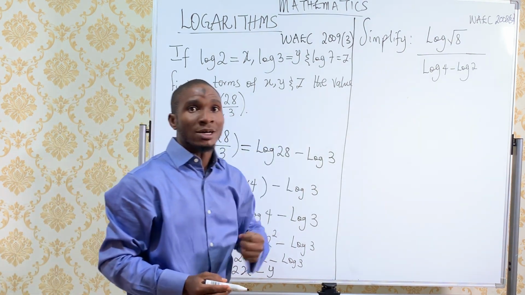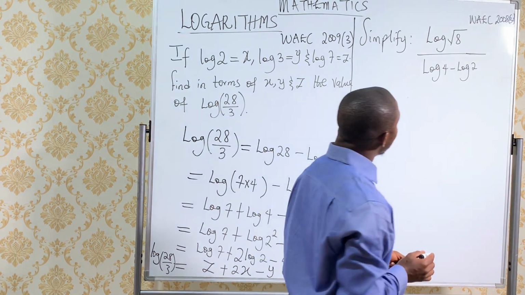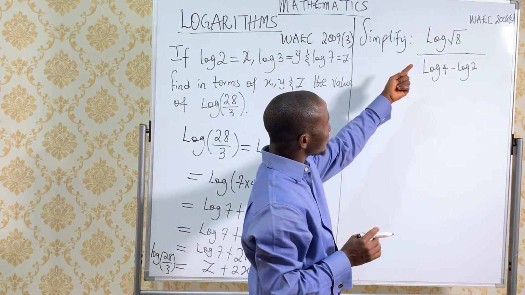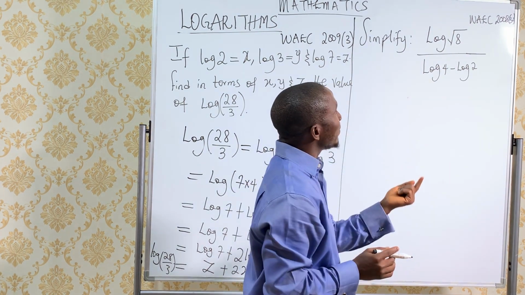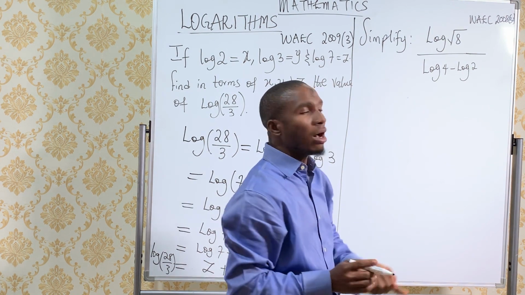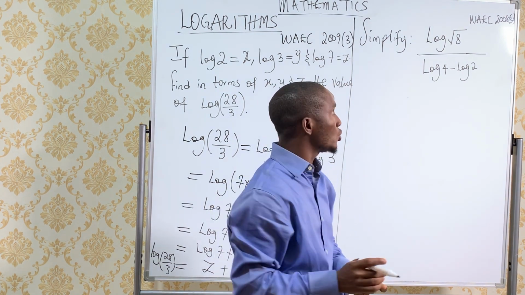Now, let's move to another question, which is from 2008, question number 32. You have to simplify this: log root of 8 divided by log 4 minus log 2.